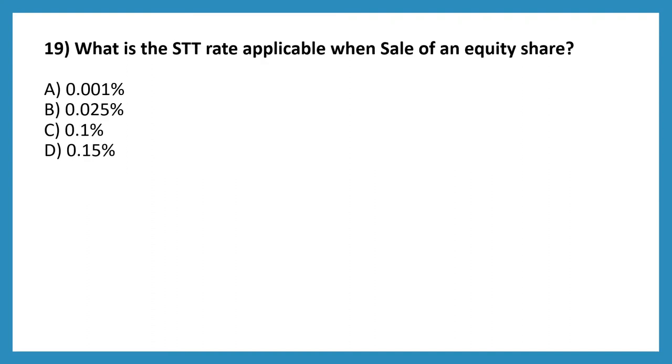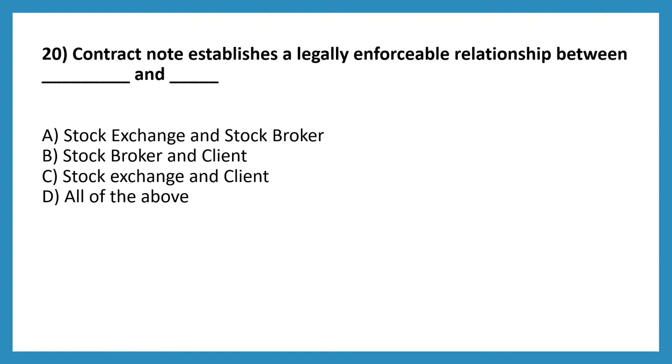What is the STT rate applicable on sale of an equity share? Your options are option A, 0.001%, option B, 0.025%, option C, 0.1%, option D, 0.15%. The contract note establishes a legally enforceable relationship between which of the following parties? Option A, stock exchange and stock broker, option B, stock broker and client, option C, stock exchange and client, option D, all of the above. The correct answer is option B, stock broker and client.